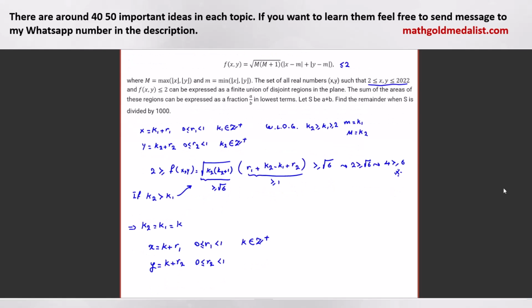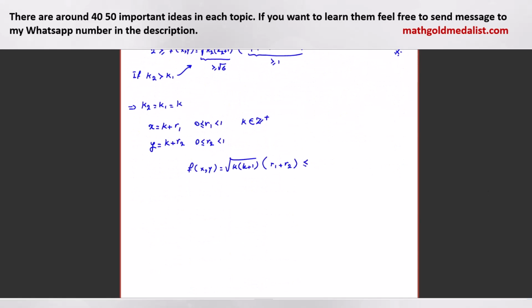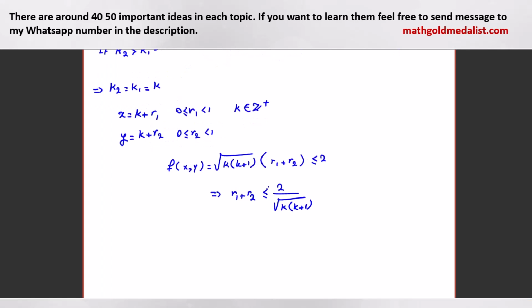So f of x, y will be what in this case? f of x, y will be the square root of k times k plus 1, times r1 plus r2. For a specific k, we have this. This has to be at most 2. So r1 plus r2 has to be less than or equal to 2 over the square root of k times k plus 1. Here you can use small examples. One important idea, idea 26: small examples are so powerful. For example, check k equals 2, 3 and see for each of them what the region is.